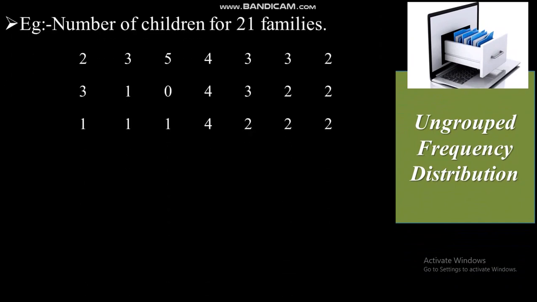Let's take an example here: the number of children for 21 families is given. Then we are going to organize this raw data in an ungrouped frequency distribution. A single class contains a single distinct value, and how many times that value is repeated is our frequency.